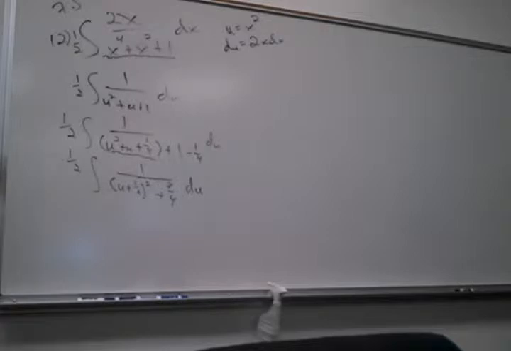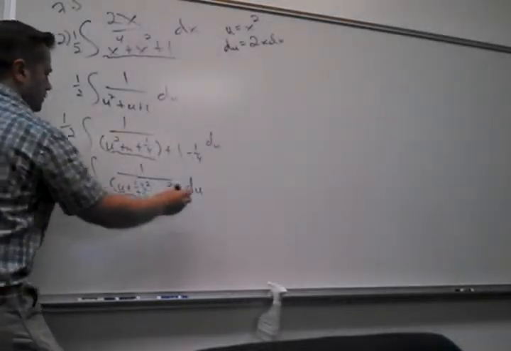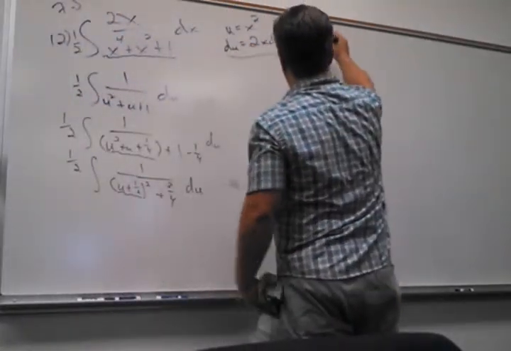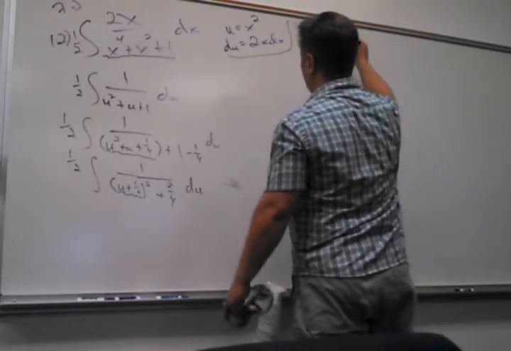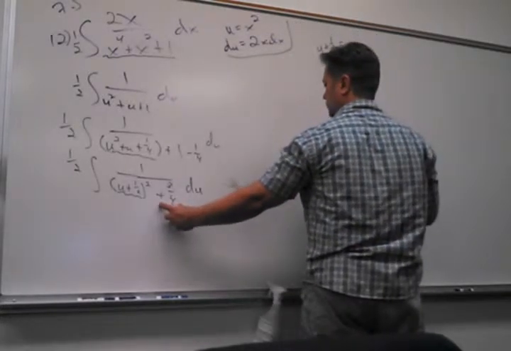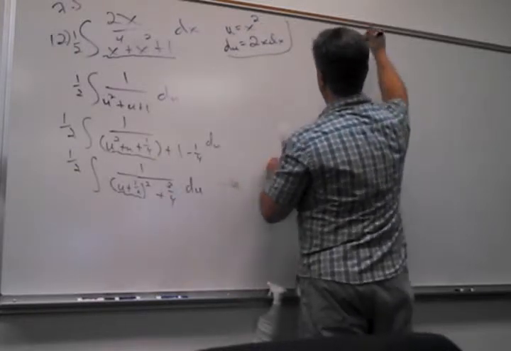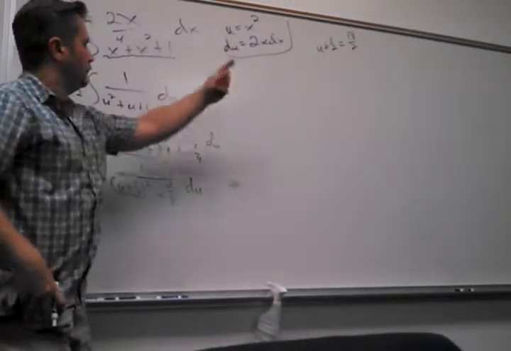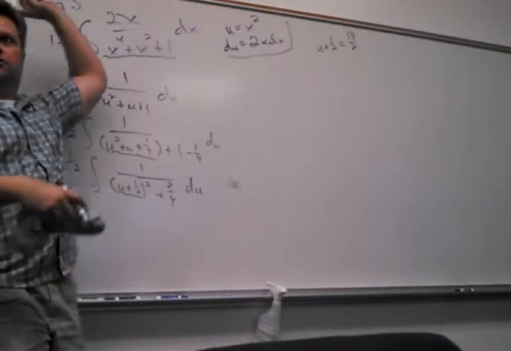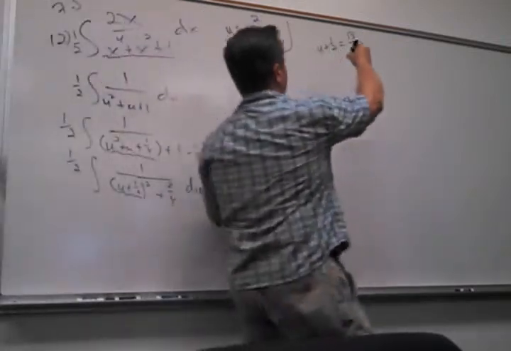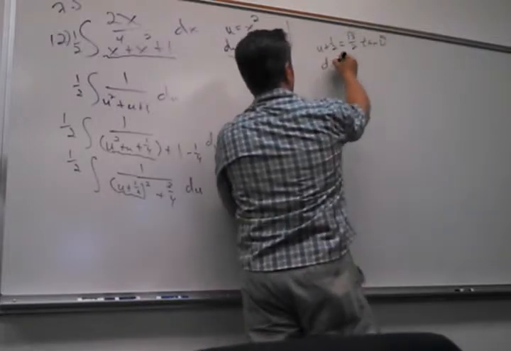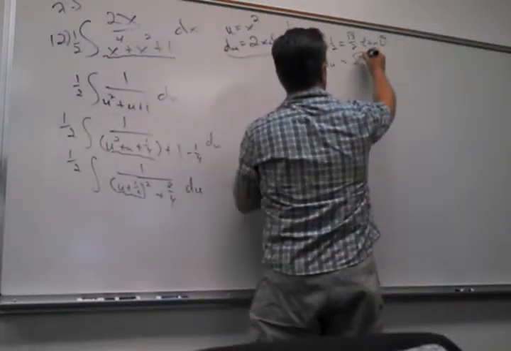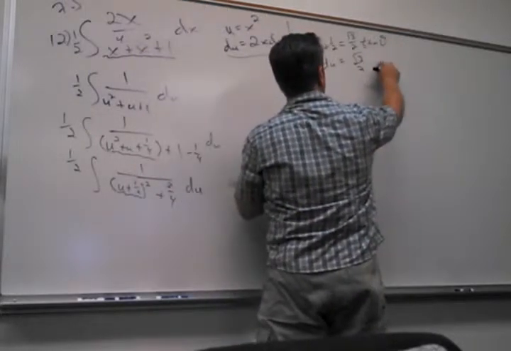Yay, tangent. So here I'm going to want to let u plus 1/2 equal, here's my a squared. So what's a? Oh, sorry, I think you just said. Thank you. You're like, I just told you, Jeff. Root 3 over 2 times what? Which trig? Tangent. So then du, because a constant dies, equals root 3 over 2 secant squared.